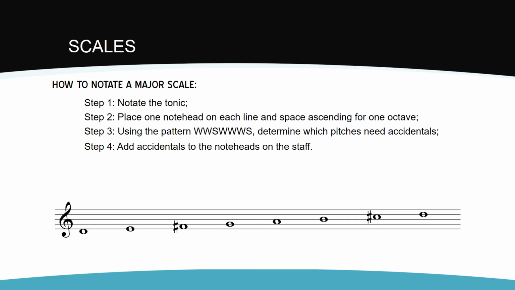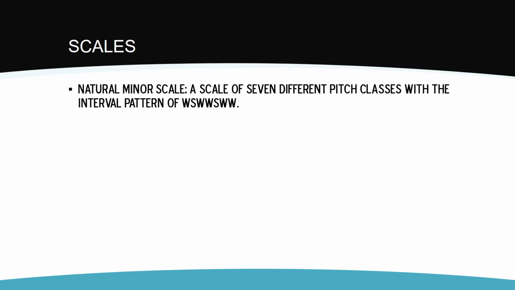The major mode is characterized by a happy or uplifting feeling. Another type of mode, the minor mode, is characterized by a sad feeling. There are 3 distinct types of minor scales, each having their own pattern of whole tones and semitones. This module will only discuss the natural minor scale.